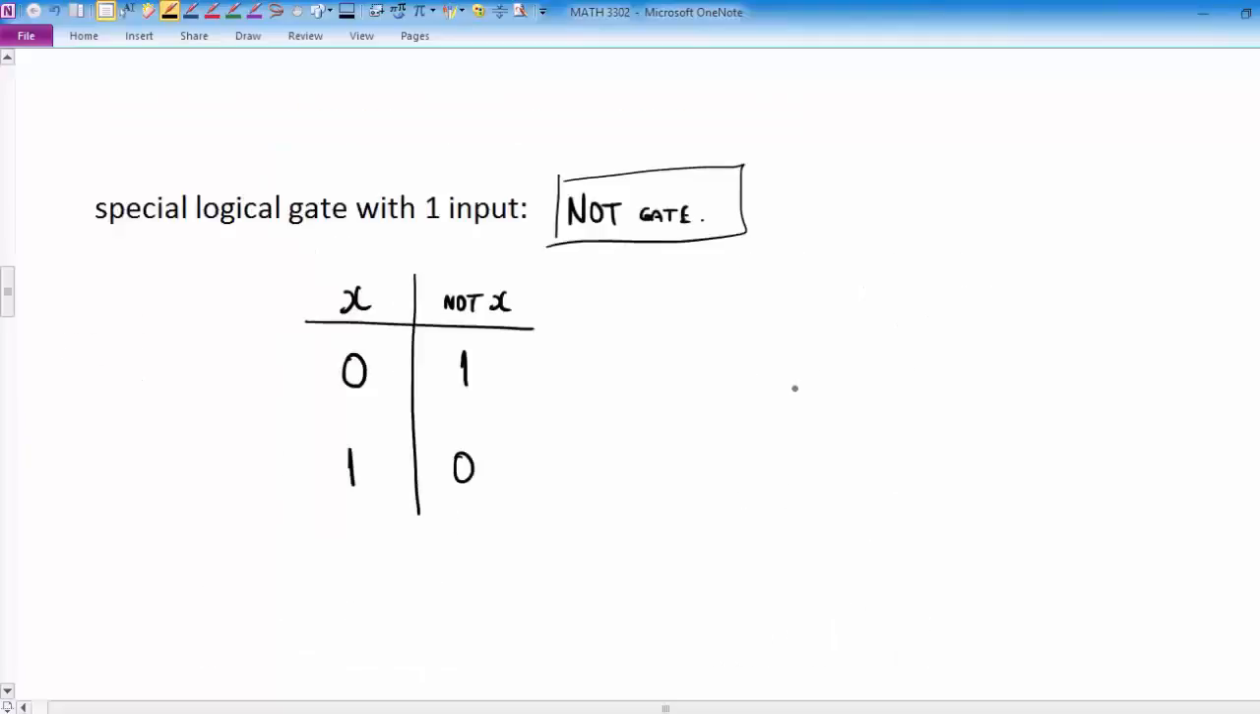There is one special Boolean function with one input. It's the NOT gate. And it's easily described by the reverse of the input, right? If the input is 0, then the reverse of that is 1. And if the input is 1, the output is 0.